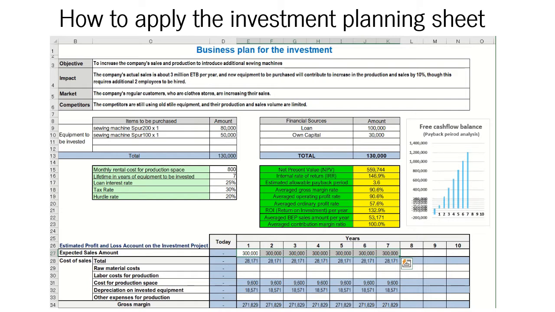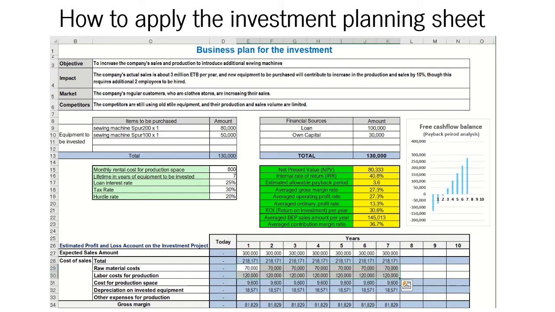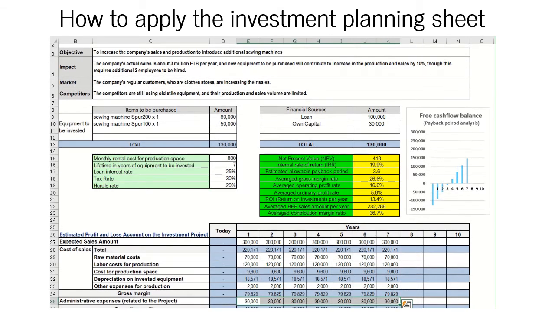Then, possible financial sources for the investment amount should be filled in. In this example, the company will use both loan and own capital. Then, the information on basic conditions for the investment, including lifetime yields of the equipment to be invested, loan interest rate, etc., should be filled in.